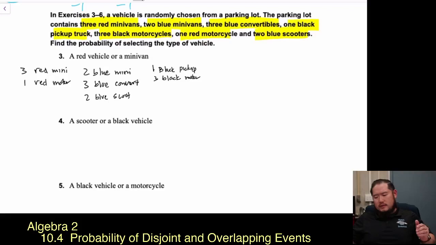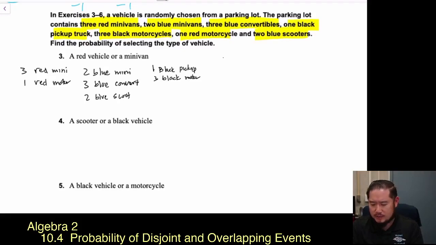And if we're trying to find the probability of a red vehicle or a minivan, well, let's take a look. It looks like I have a red minivan and I've got a red motorcycle. So if we think about the total number of red vehicles we have, there's a total of 4. But remember, we've got some that are red, and we also have some that are also a minivan. So there is this overlap that occurs in this problem. So let's see how we could put all of that together to get our answer.